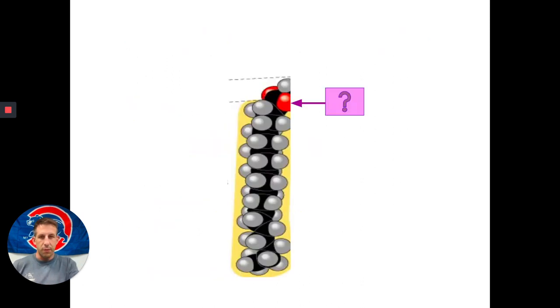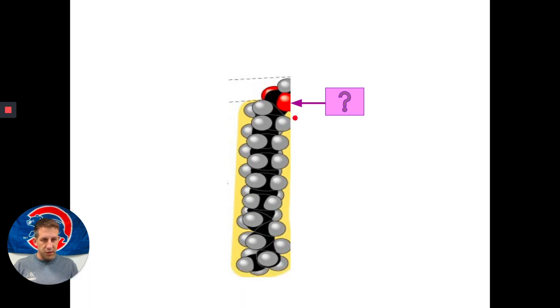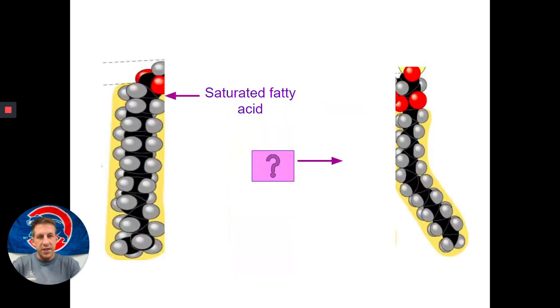All right, let's do a quick question and answer. I want you to guess what kind this is. This is a totally different view, called a space-filling model of a fatty acid. Disregard the red molecules and look at everything below them, and tell me if that's a saturated or an unsaturated fatty acid. Pause it and take a guess. It is a saturated fatty acid.